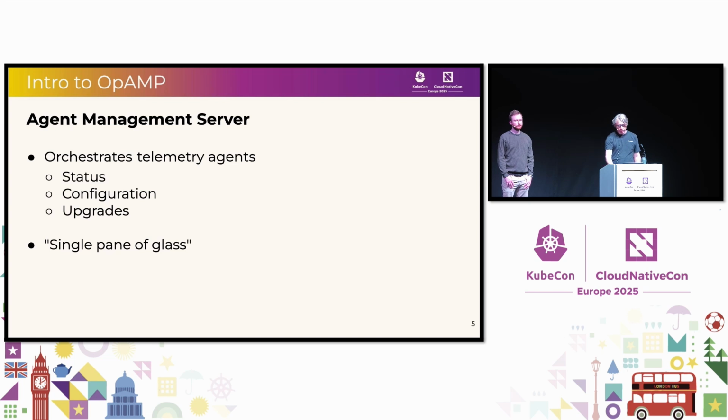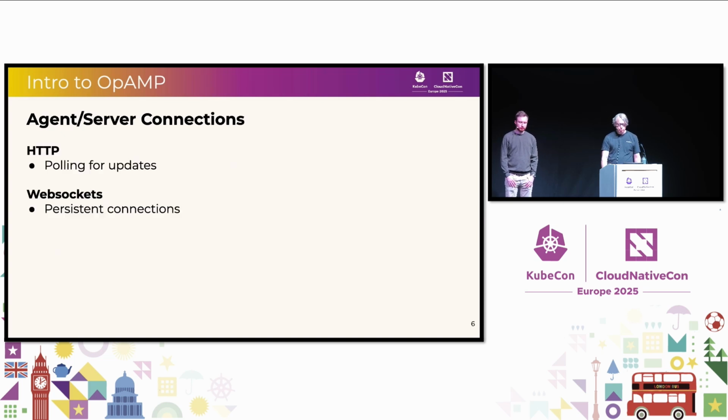OpAMP is used to connect agents to an agent management server. The server can coordinate telemetry agents, reporting on their status, sending them configuration, upgrading their packages, and it provides a command and control interface to a large fleet of agents. The protocol supports both HTTP and WebSockets. In the case of HTTP, it polls for updates from the server periodically, and WebSockets use a persistent connection to the server, and messages can be pushed to the agent directly.